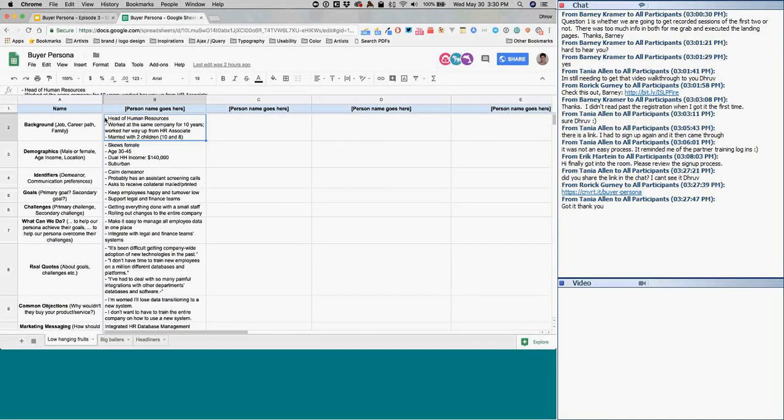So I've put the dashes in front to identify, so this person could be head of human resources, worked at the same company for the past 10 years, worked her way up from HR associate, and is married with 2 children, 8 and 10. So something that gives you the background of your ideal customer.